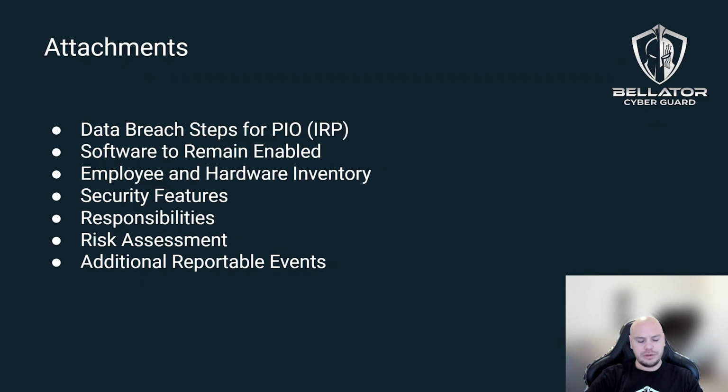Your risk assessment, what those risks are, you can really just put the level of severity and the impact, and then the control in place to meet that risk, right? And lastly, any additional reportable events. So you can put natural disasters or theft or really anything you can come up with that could apply and be an additional reportable event to then follow that IRP, that incident response plan, or data breach steps for PII.